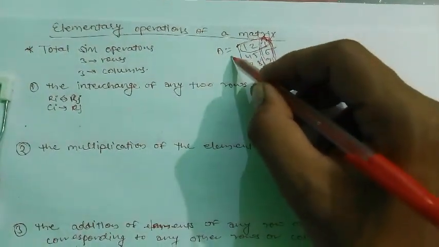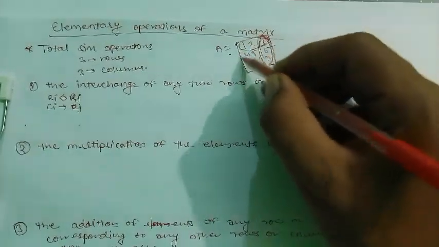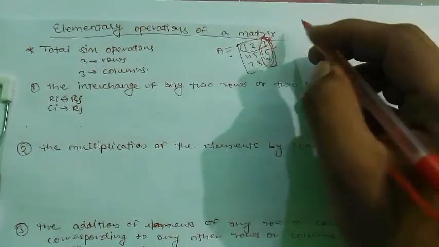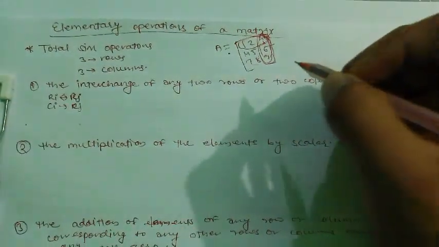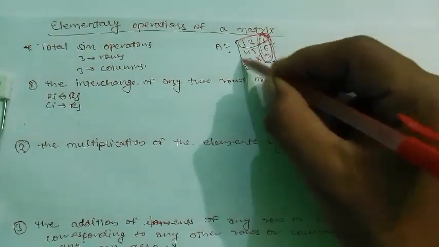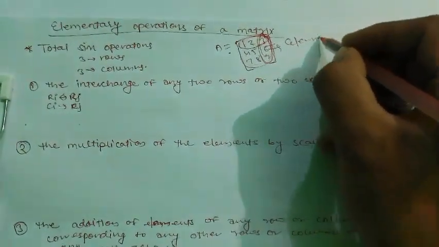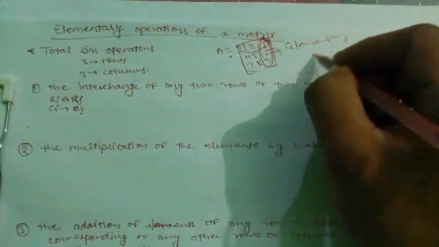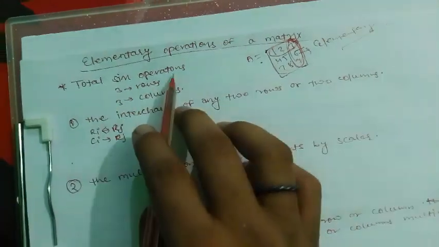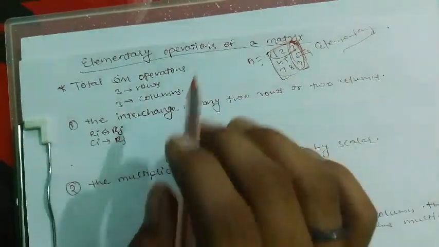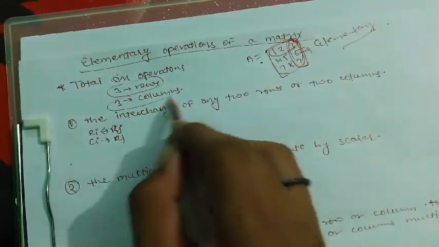Suppose we are taking a matrix A equals 1 2 3 4 5 6 and 7 8 9 are the elements. So when we are performing any operations with the elements of this matrix, we call it elementary operations. Okay, so there are a total of 6 operations in a matrix, 3 row operations and 3 column operations.